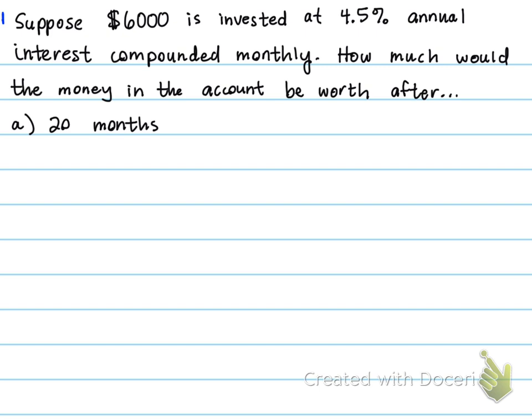Suppose $6,000 is invested at a 4.5% annual interest compounded monthly. How much would the money in the account be worth after 20 months? So things to know is that anytime we talk about time, it needs to be in terms of years. So the first thing I'm going to recommend is that you write what you know. Well, we first off know that we're dealing with A of t is equal to P times 1 plus r over n to the nt.